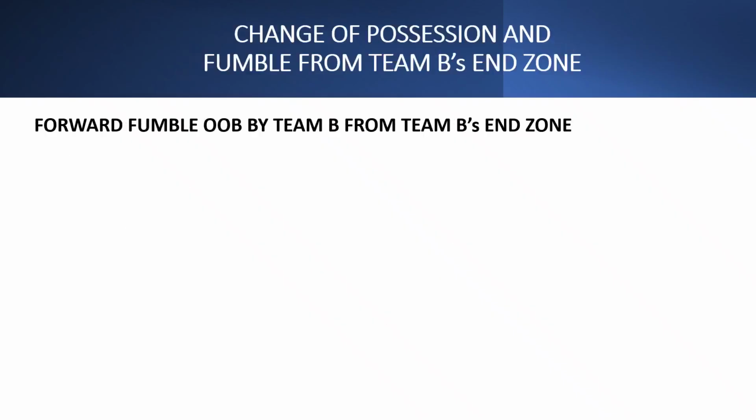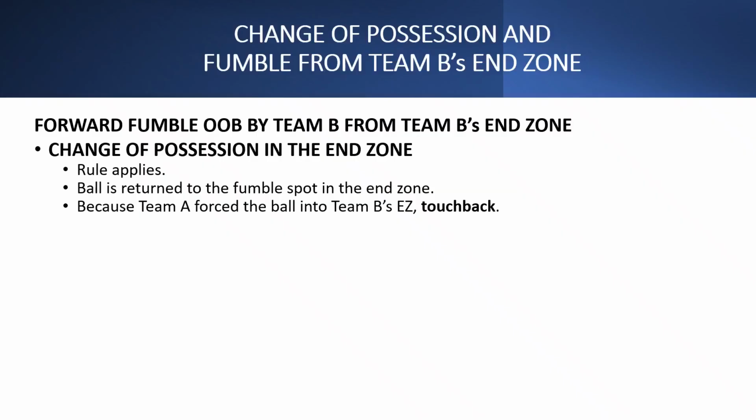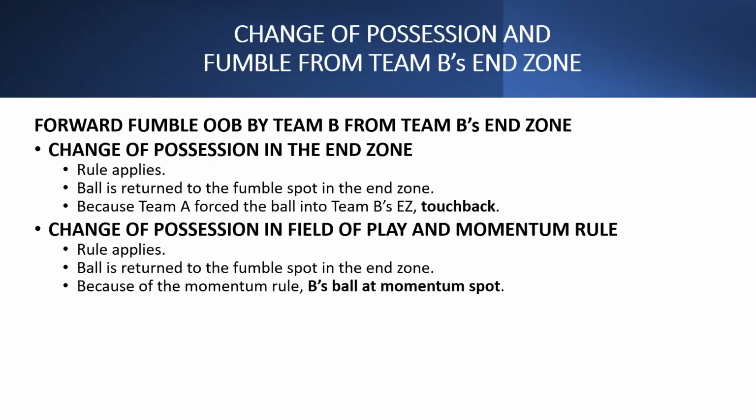Now let's talk about forward fumbles by Team B from Team B's end zone after a change of team possession. If the change of possession was in the end zone, the rule still applies, and the ball is returned to the fumble spot in the end zone. Because Team A forced the ball into Team B's end zone, the result of the play is a touchback. If the change of possession occurred in the field of play and the momentum rule is in play, the rule still applies, and the ball is returned to the fumble spot in the end zone, but because of the momentum rule, the ball will be placed at the momentum spot.